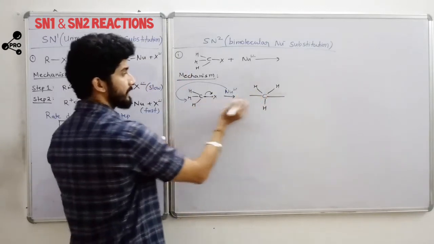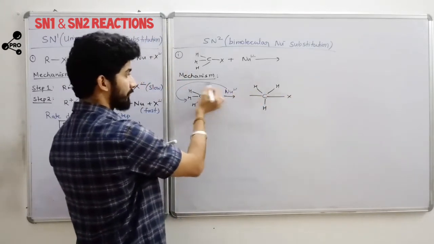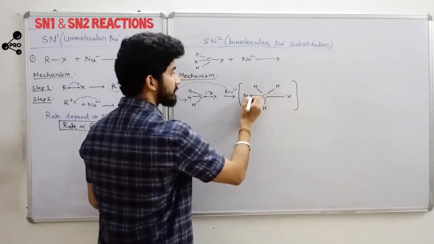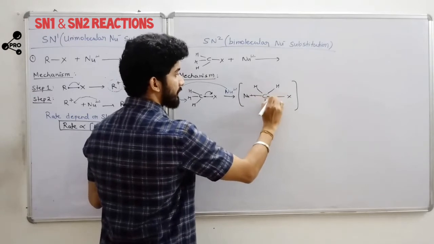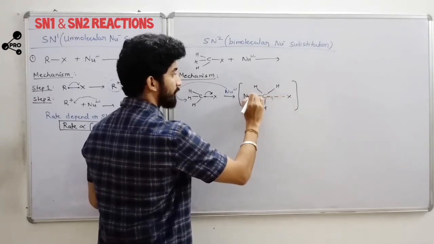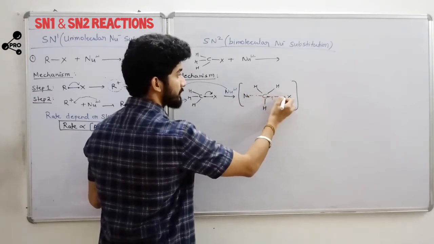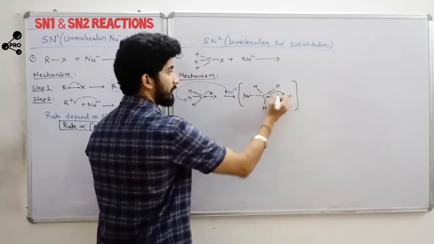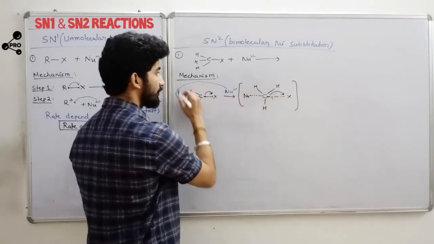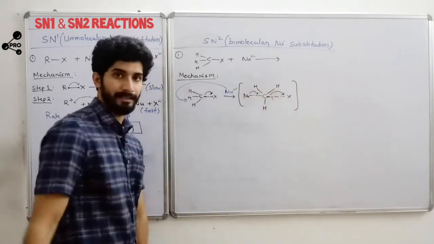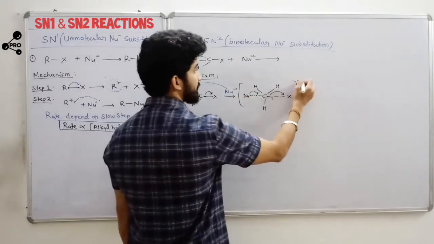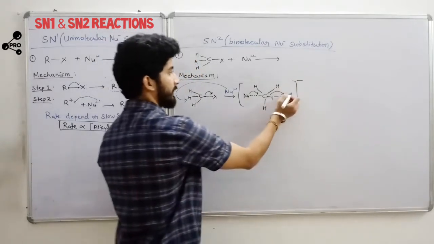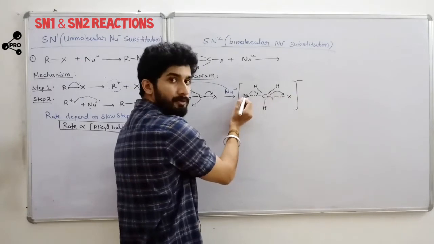So from this side the halide ion is leaving and from the back side the nucleophile is attaching. This is what you can call a transition state. At the same time the halide ion is leaving and the nucleophile is attaching from the back side. The transition state overall carries a negative charge, because it carries a partial negative and a partial positive charge.